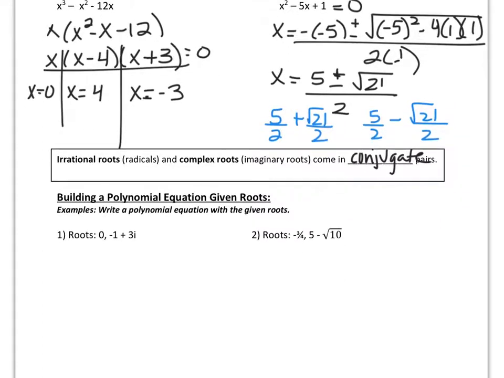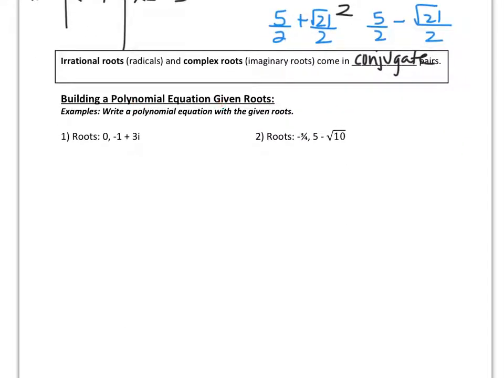So if I'm asking you to build a polynomial equation, given these two roots, you have to know that there exists the conjugate pair. So there exists negative 1 minus 3i, and on this one, there exists 5 plus radical 10. So you have to know that without it being written. So technically I have 1, 2, 3 roots, so I should have a polynomial equation that starts with an x to the third. So we can use the sum and product trick from before, but we're going to have to combine it with something we learned on the first page.